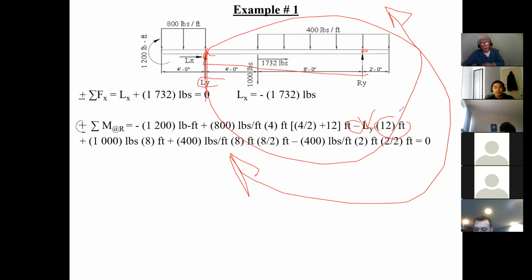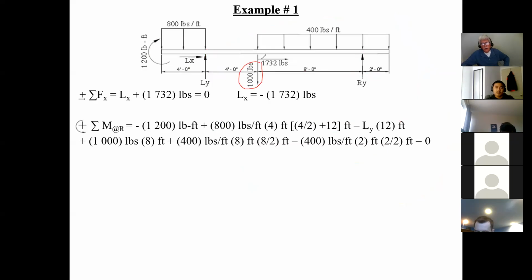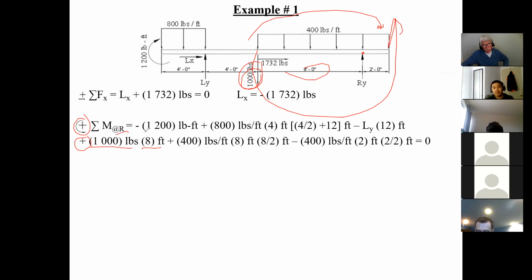Now I move on. I look at the 1,000. Before I do anything, what do I worry about? When I look at it with respect to this point here, is it going clockwise or counterclockwise? Counterclockwise. And according to my sign convention, what is counterclockwise? Positive. That's why I put a positive value there. Then I worry about the magnitude of the force, which is 1,000 pounds, and then the distance, which is 8 feet. That's what gives me my moment.